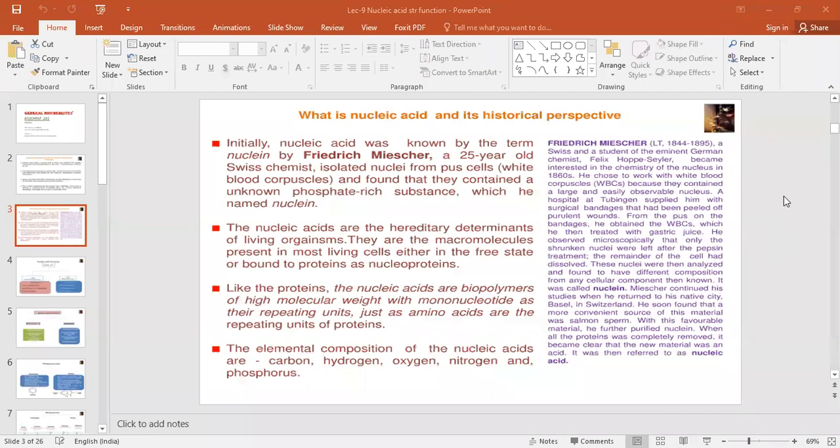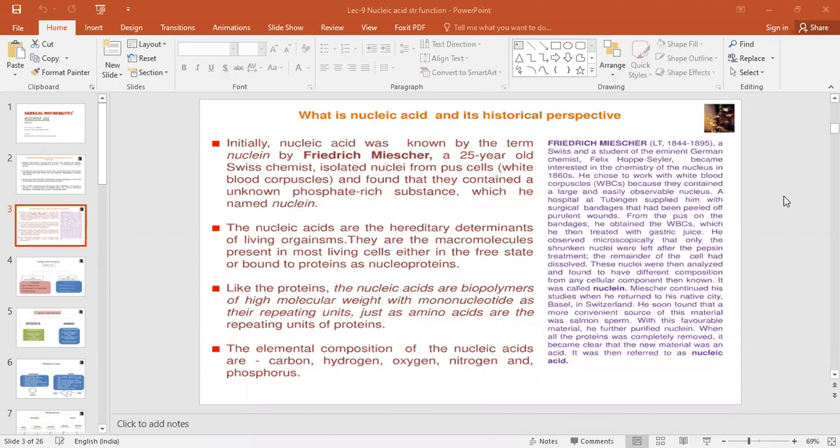Nucleic acid is also a macromolecule, which is made up of small monomeric units, and the monomeric unit is a nucleotide. This is present in the living cells either in the free state or bound to protein. Either this RNA or DNA is present free in the nucleus, or it is bound to proteins. Which protein? Histone protein. It is bound to the nucleoprotein or histone proteins.